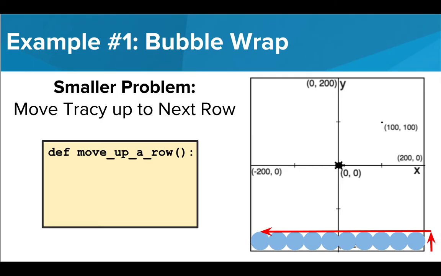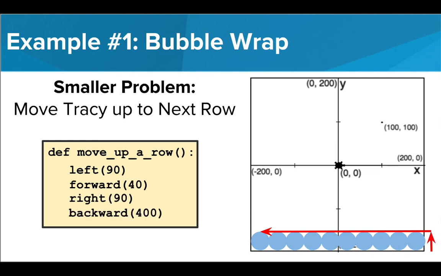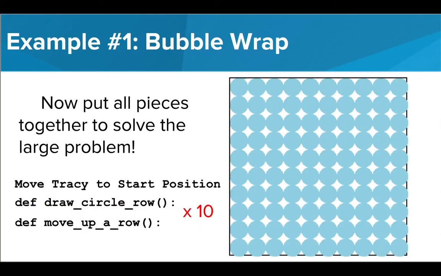To get her to the top of the circle row, we need her to turn left so she's facing up and then go forward 40 pixels because that's the diameter of my circle. After she gets to the top, I will have Tracy turn right 90 so she's facing right and then move her backward 400 to get to the left side of the canvas. I've now solved each part of my code, so all I need to do is put the pieces together. I want Tracy to draw a row of circles and then move to the next row 10 times. Let's put this in our code editor and see if it works.